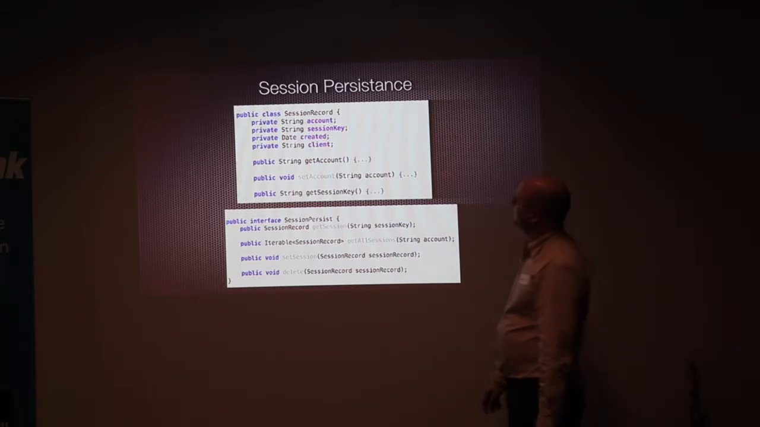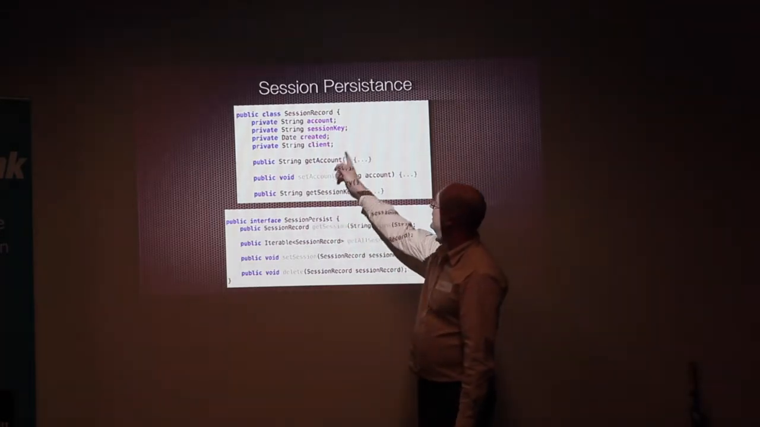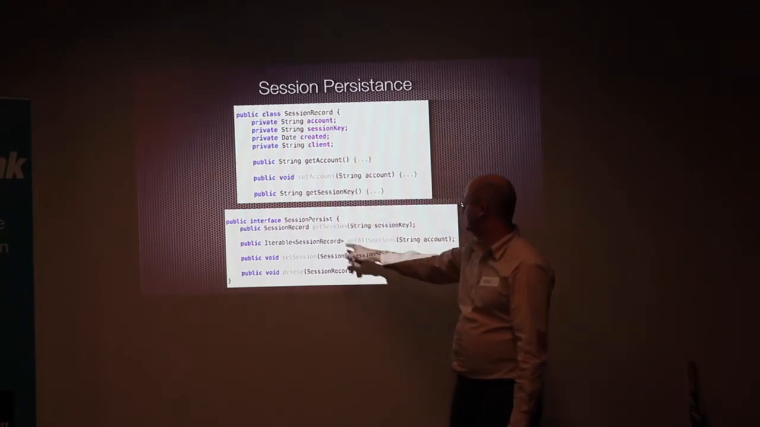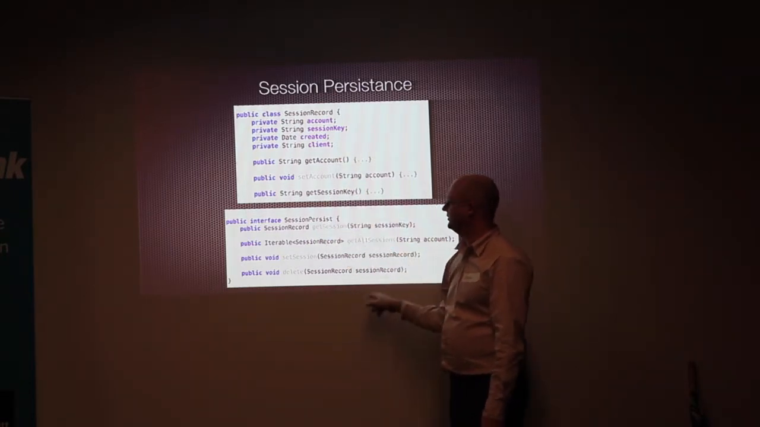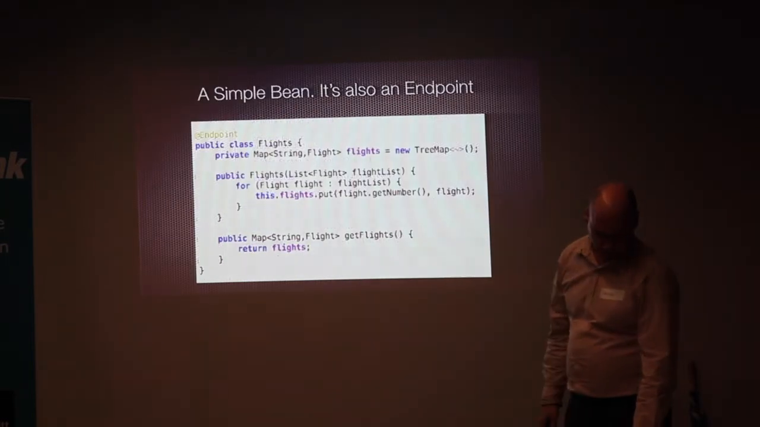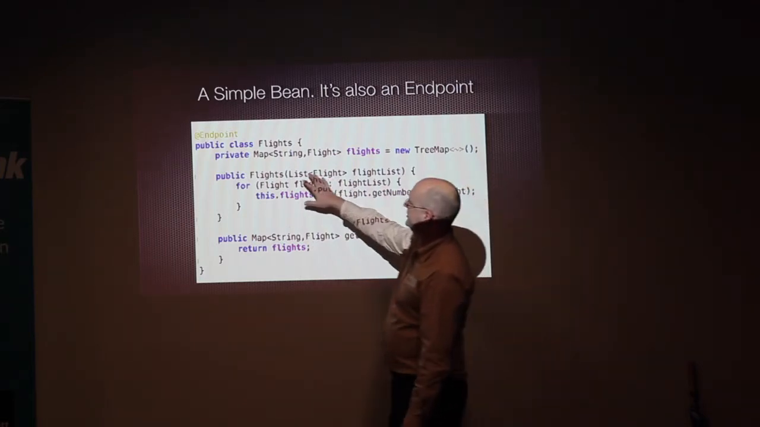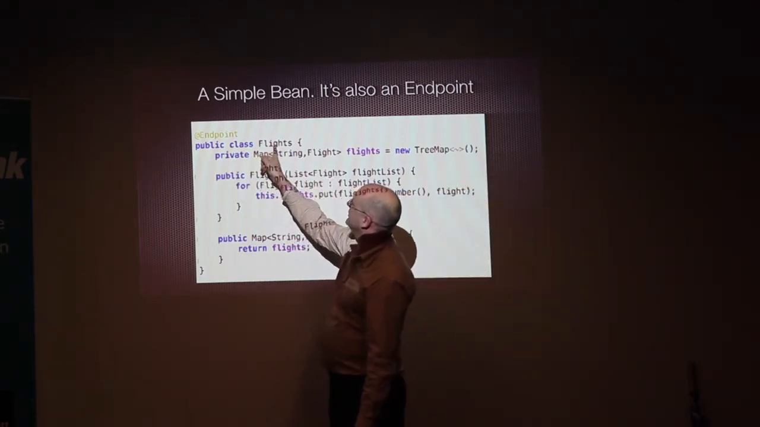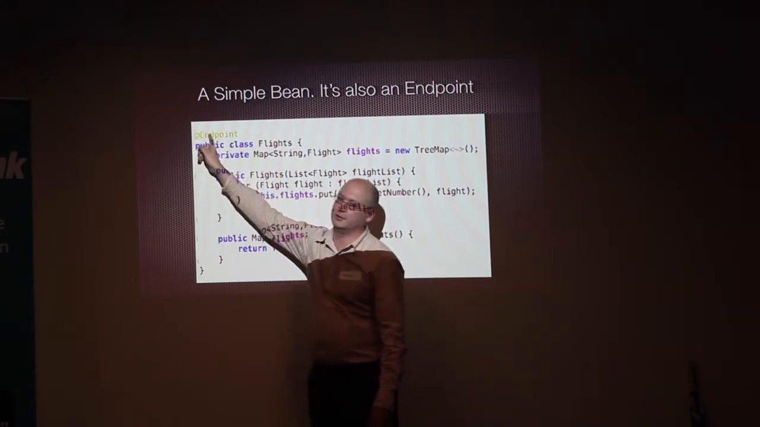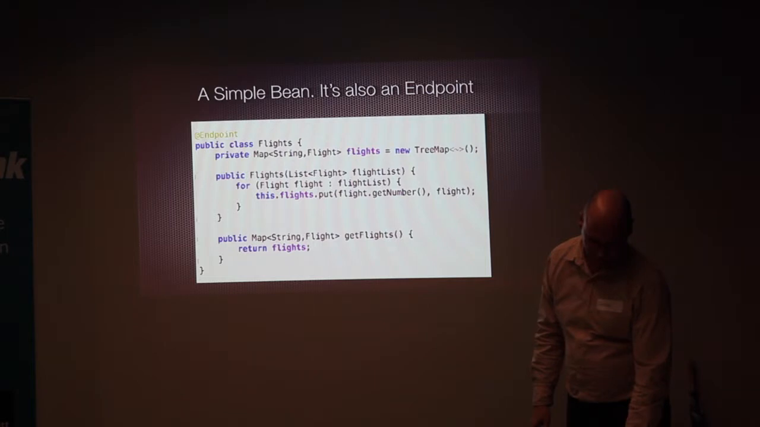So this was that session record I was telling you about. It's just a bean that has a bunch of values that you need to implement, or you just use the memory one if you're going to be single node. And ignore this code, it doesn't really mean much. But the important thing here is the flights, which was on the board. I've annotated it as an endpoint, and we'll see why that's a bit funky later on.